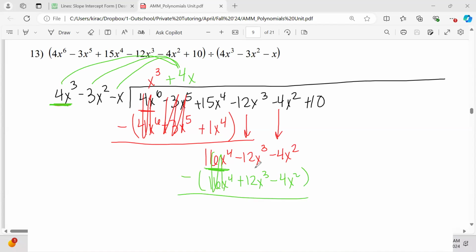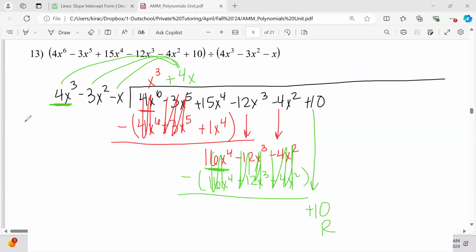Minus minus turns to plus. So -12 plus 12, he's gone. Minus minus turns to plus. -4 plus 4, he's gone. So the only thing we have left is to drop down that constant, and that's our remainder.